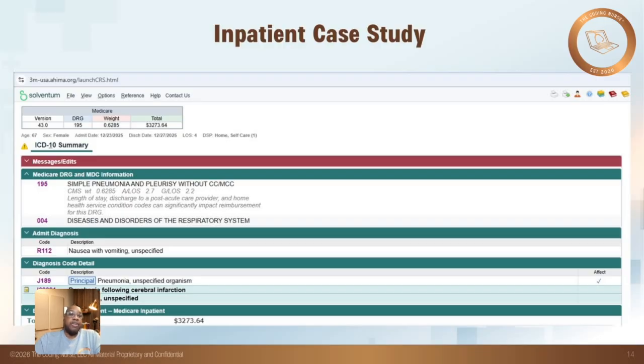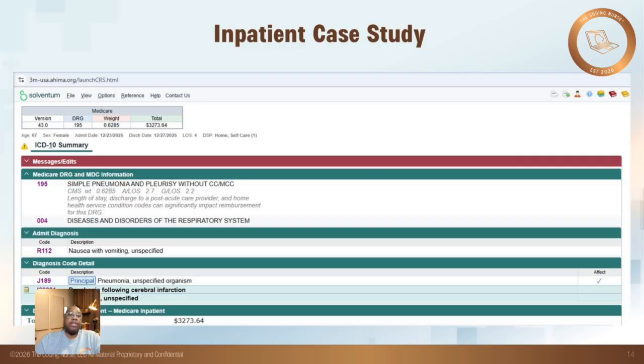At the very top, we see that we have a DRG and a DRG weight. If we look under Medicare DRG and MDC information, which is the green bar right under the ICD-10-CM summary under message and edits, it says simple pneumonia and pleurisy without CC/MCC. This means that this person had no secondary conditions during this admission that would affect the DRG, and that DRG is 195. We see that we have a dollar amount under total, so we're going to keep that in mind. We're going to get to that in another slide.